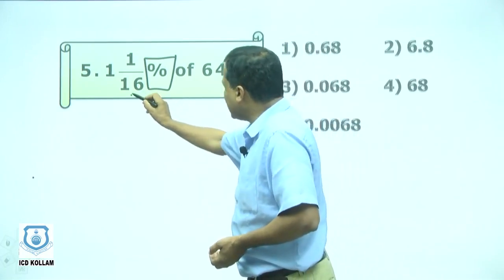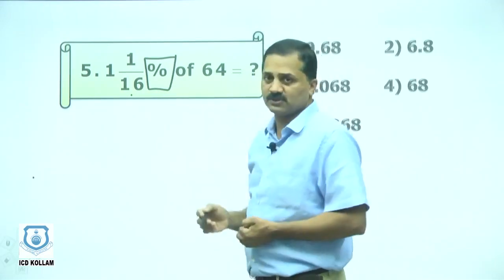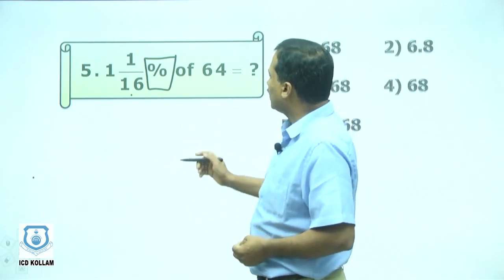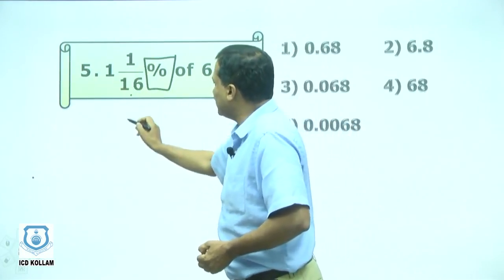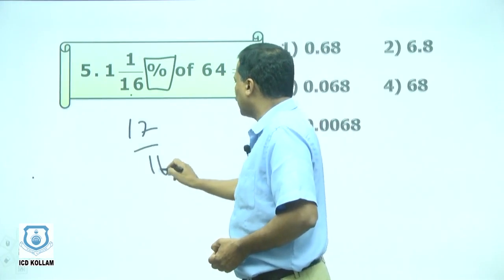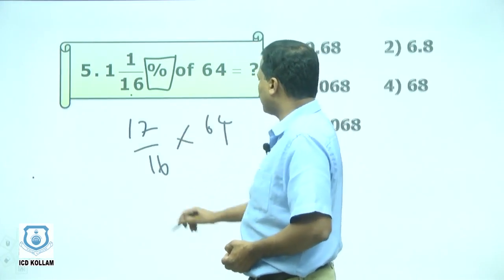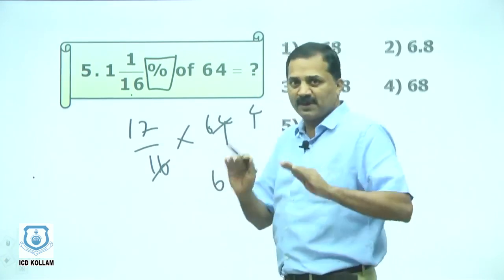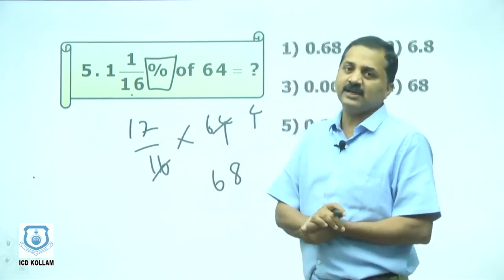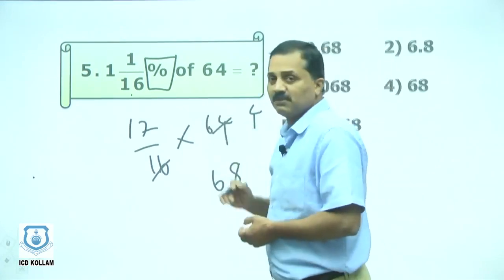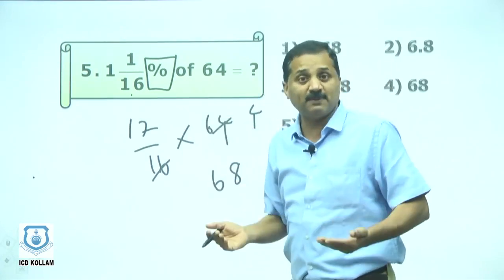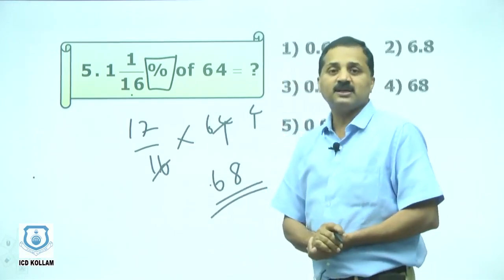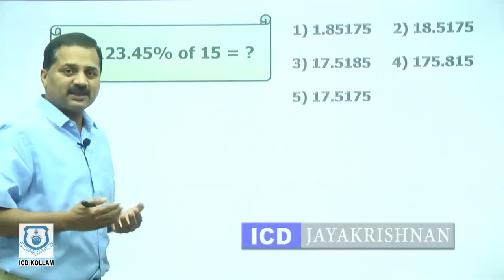Now look, 16 and 64, they are multiples. Always they will give fractions of these kinds. So this is 17 by 16 of 64, 4 times 17 is 68, that is the basic value. Now we have to adjust for the decimals. What is the meaning of this % symbol? Divide by 100. What is meant by divide by 100? Put 2 decimals to the left. So your answer is 0.68.